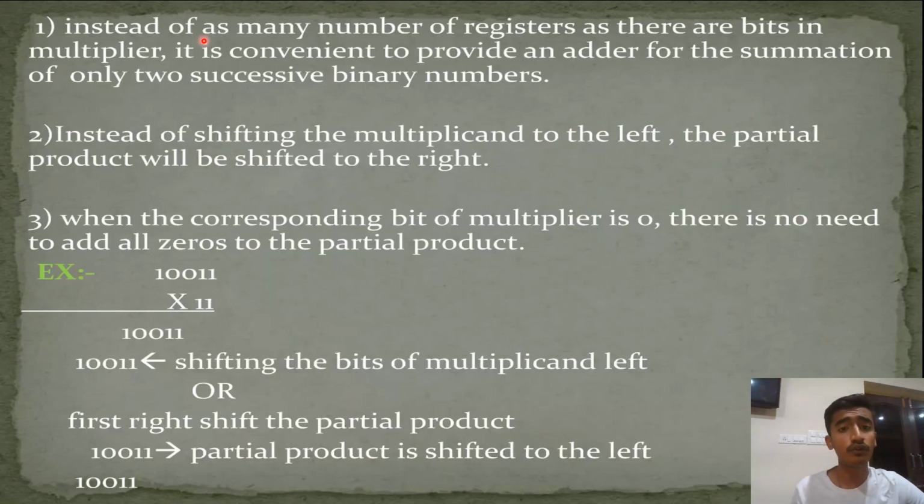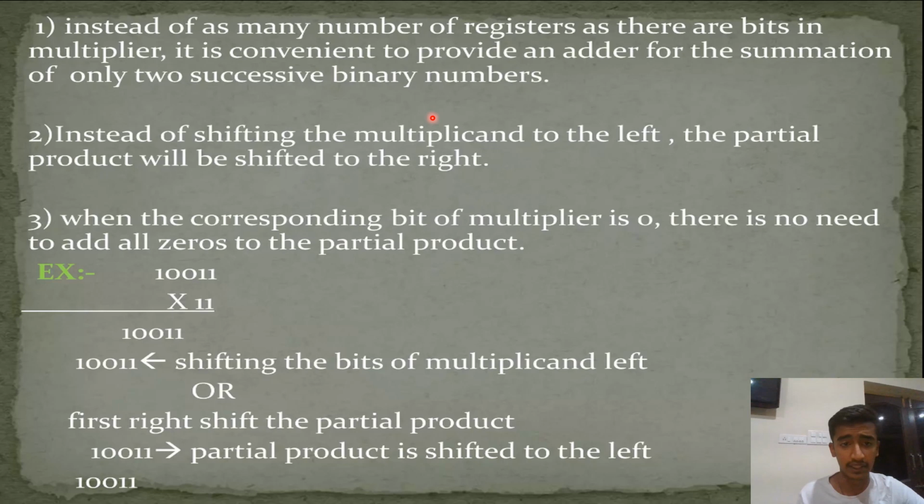First, instead of as many registers as there are bits in the multiplier, it is convenient to provide an adder for the summation of only two successive binary numbers. That means there are many registers, many numbers, many bits in the multiplier, but we can provide an adder for the summation of only two successive binary numbers.